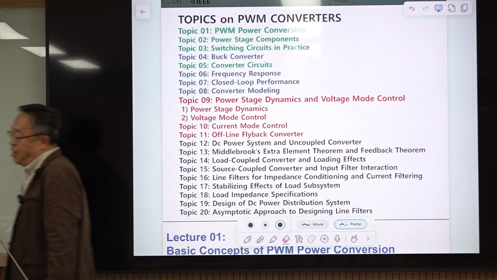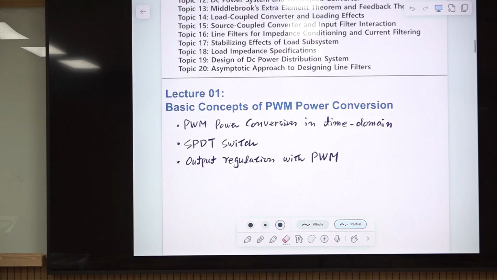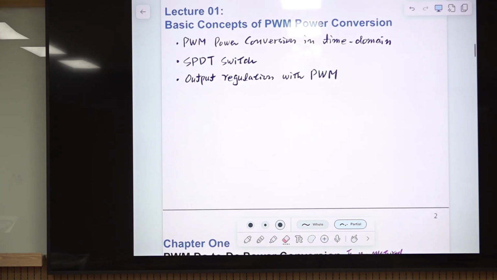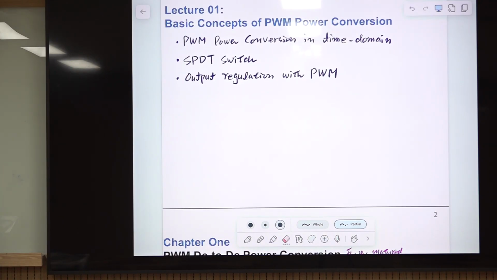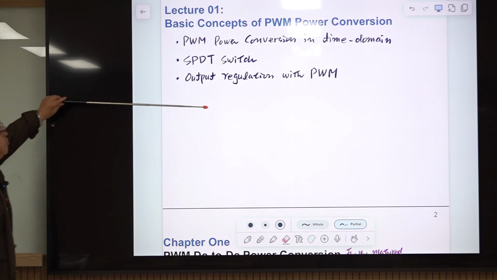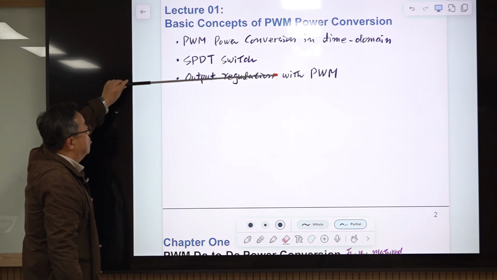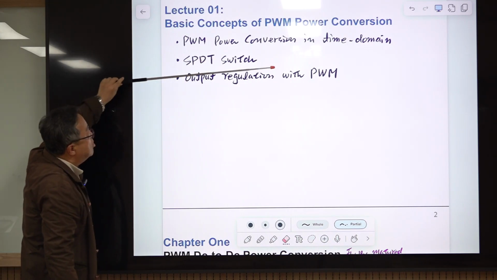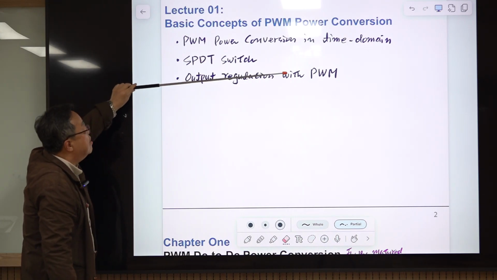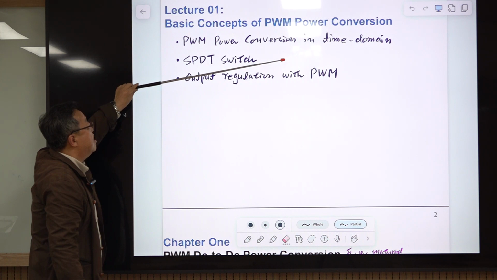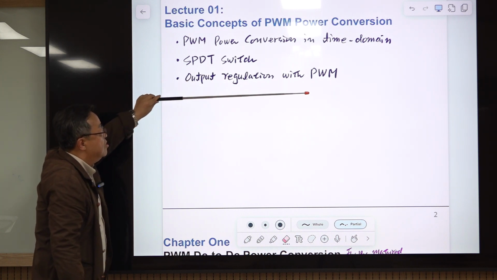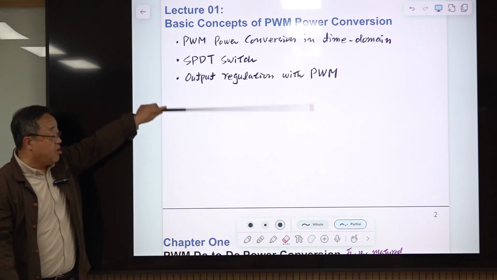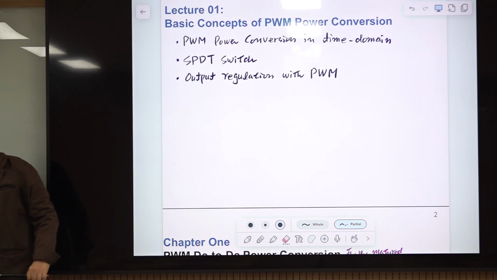So the first topic is PWM power conversion, and the first lecture is titled basic concept of PWM power conversion. In this lecture, I was discussing PWM power conversion in the time domain, the SPDT switch, and the output regulation using the PWM scheme. I'll be talking about the details of this topic in the following lecture slides.